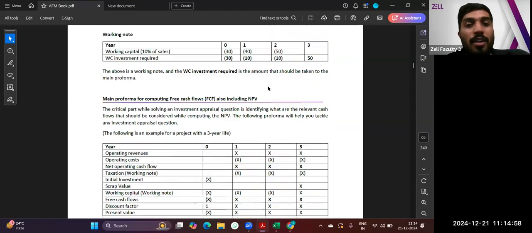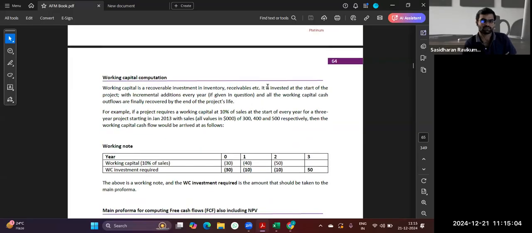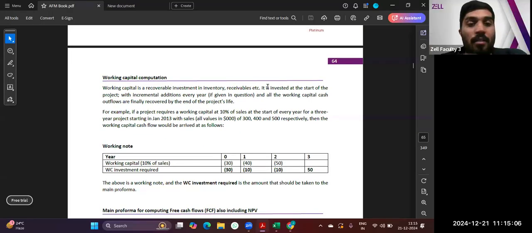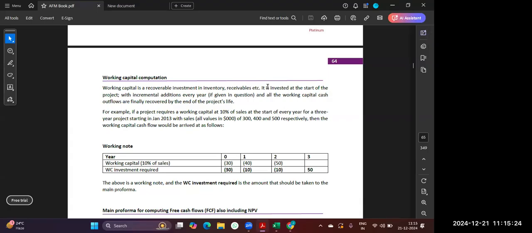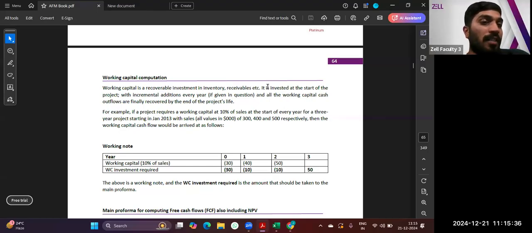Okay. Now let's come to working capital. Is working capital an income or an expense? It's not an income, it's not an expense. Then why are we having it in our working? Because the cash flow has occurred due to day-to-day operation. No. Doesn't matter. Even if it's for day-to-day operation, it will not impact my bank balance, because at the end of the year it will come back.